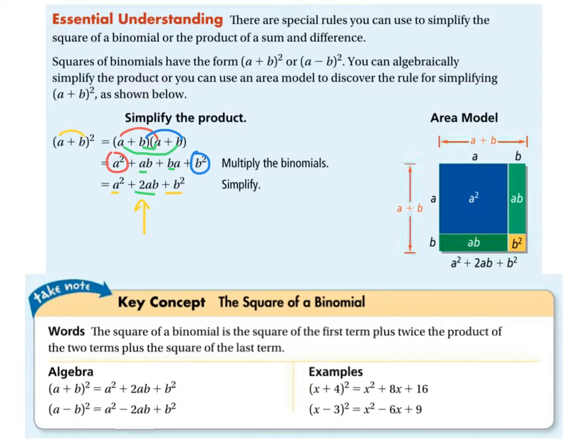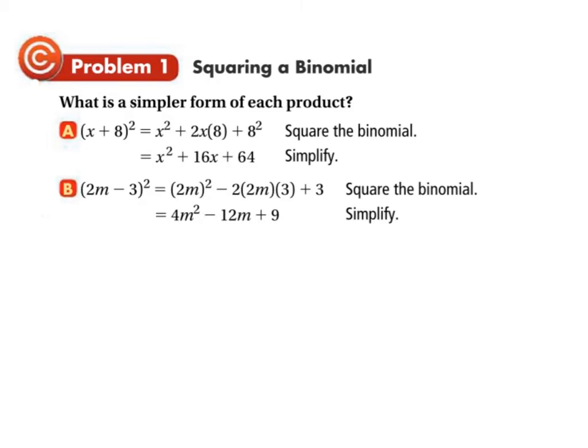Let's do some problems. Okay, so let's do one of these. What is a simpler form of each product? Basically, they're saying write it in expanded form, multiplied together. Okay, so how do we do this?